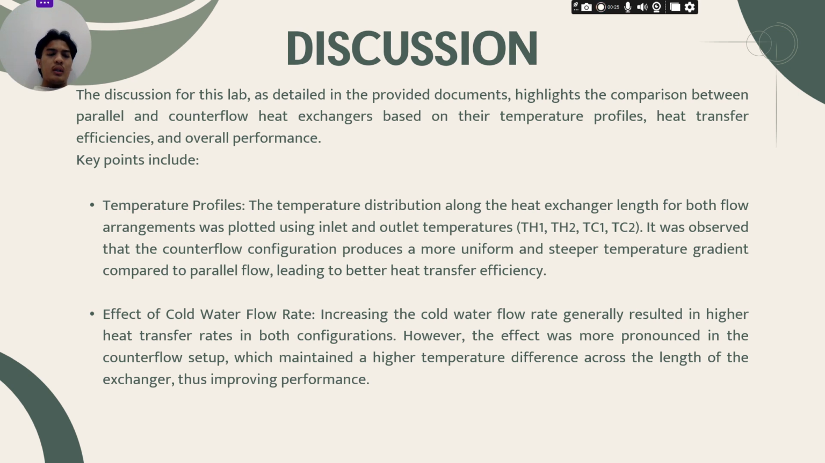The discussion for this lab, as detailed in the provided documents, highlights the comparison between parallel and counterflow heat exchangers based on their temperature profiles, heat transfer efficiencies, and overall performance. The key points include, first, temperature profiles. The temperature distribution along the heat exchanger length for both flow arrangements was plotted using inlet and outlet temperatures, which are TH1, TH2, TC1, and TC2. It was observed that the counterflow configuration produces a more uniform and steeper temperature gradient compared to parallel flow, leading to better heat transfer efficiency.